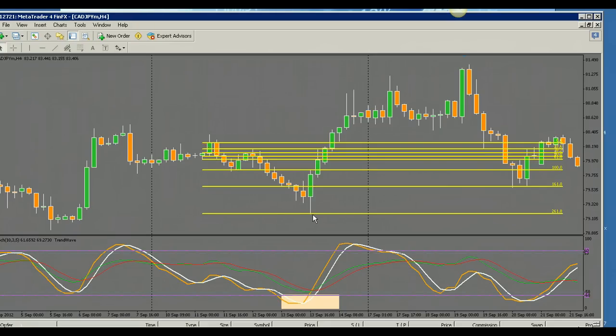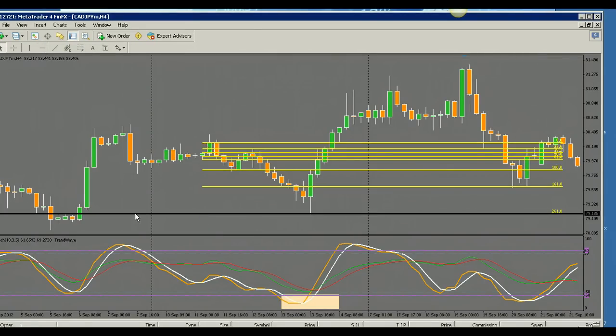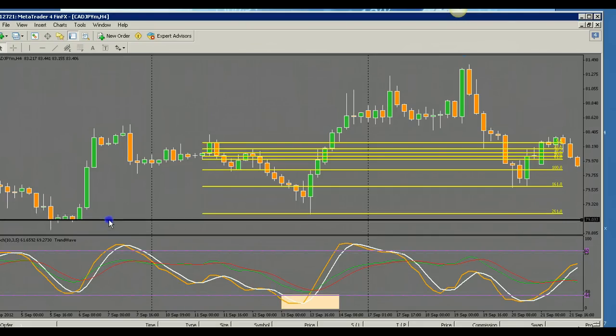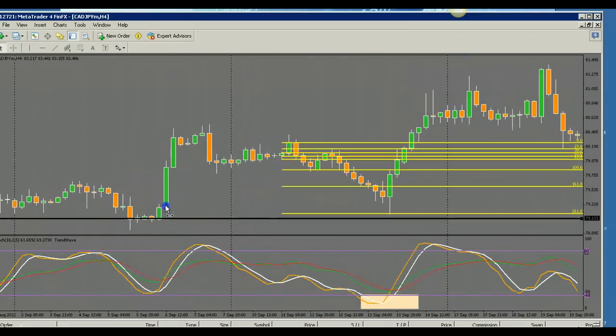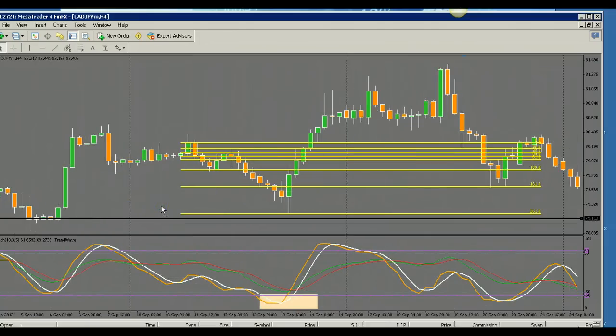That's 4 reasons. And then it also happens to be a previous support level. Not quite, because it did penetrate that level, but around this area, this is a very strong support level. Didn't quite get down to that level, but it came close. So there are your 3 or more reasons to take a trade.